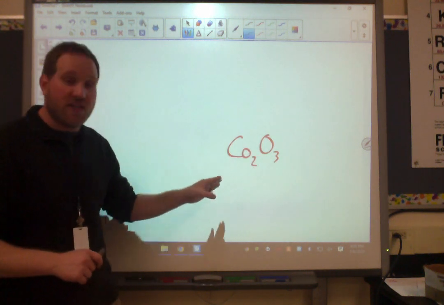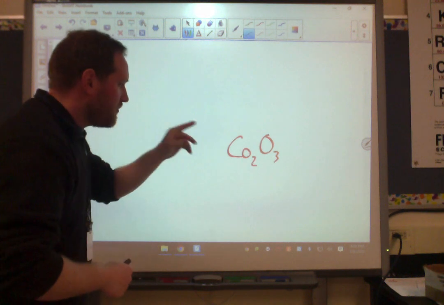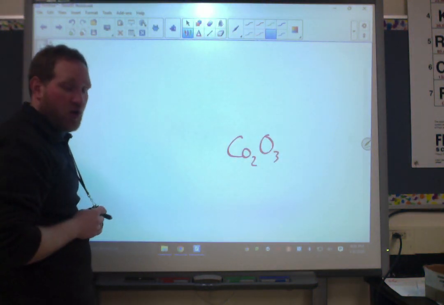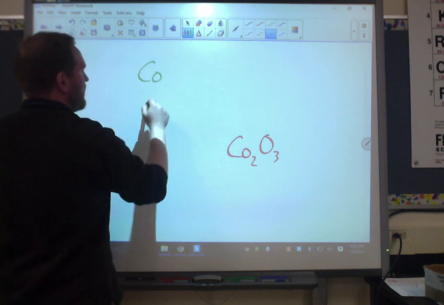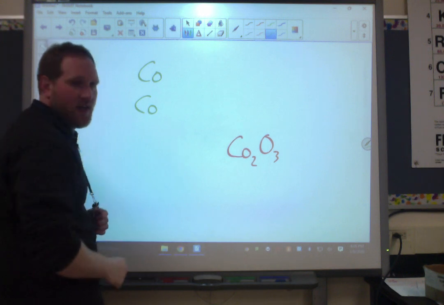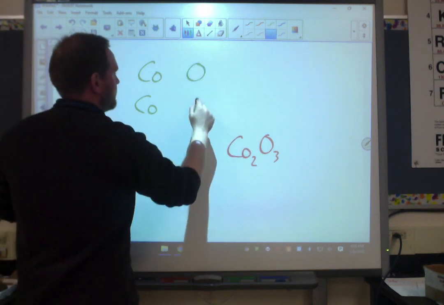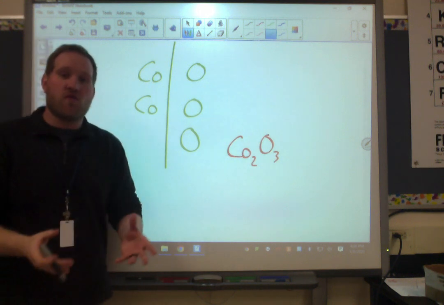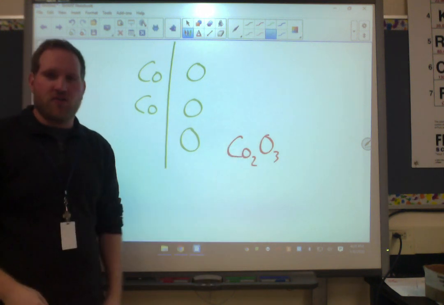I mean, some of the easier ones you can kind of figure it out in your head. But here's what I would do. The positive side of this is the cobalt. Okay? We have 2 of them. Co2. Cobalt, cobalt. The negative side is 3 oxygens. Oxygen, oxygen, oxygen. Okay. What's the overall charge of this compound?